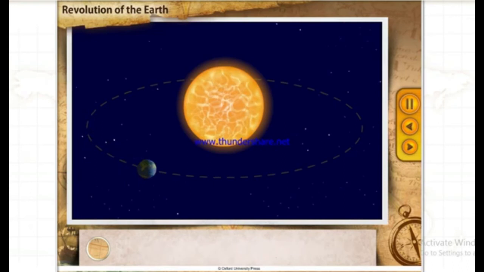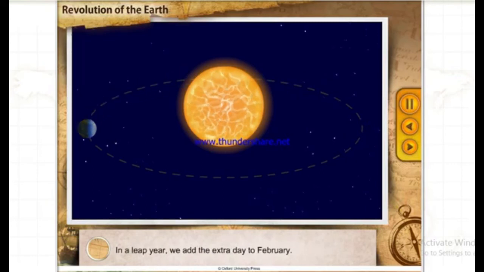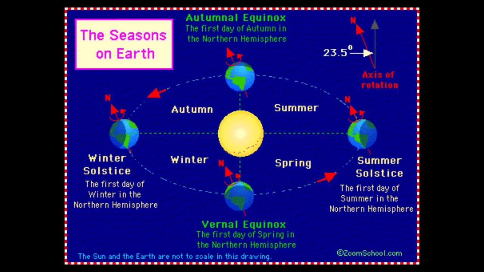This extra day is added to the month of February in that year. In this way, February comprises 29 days and that year comprises 366 days. Such a year is known as a leap year. Effects of the annual motion or revolution of the Earth. Occurrence of the seasons is the major effect of Earth's revolution.